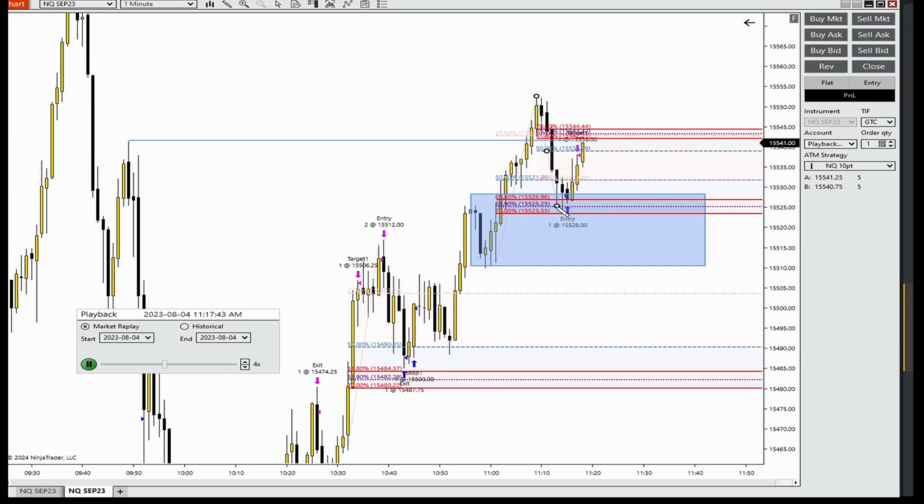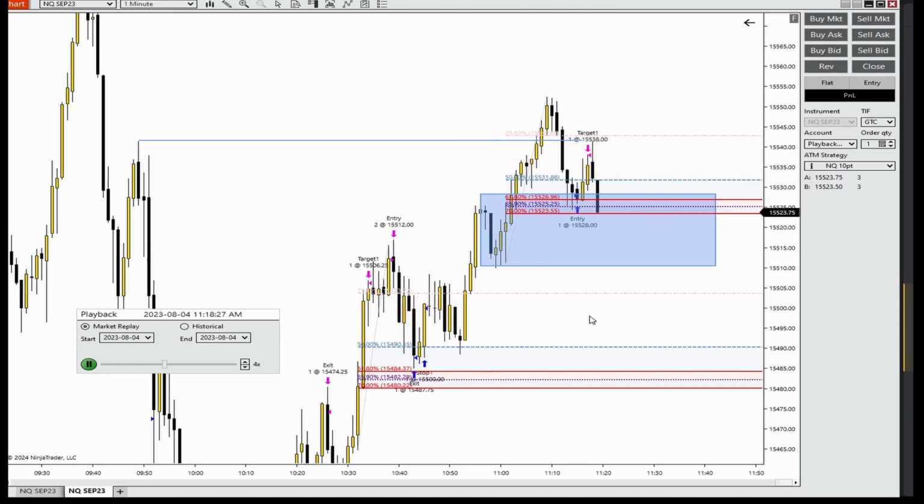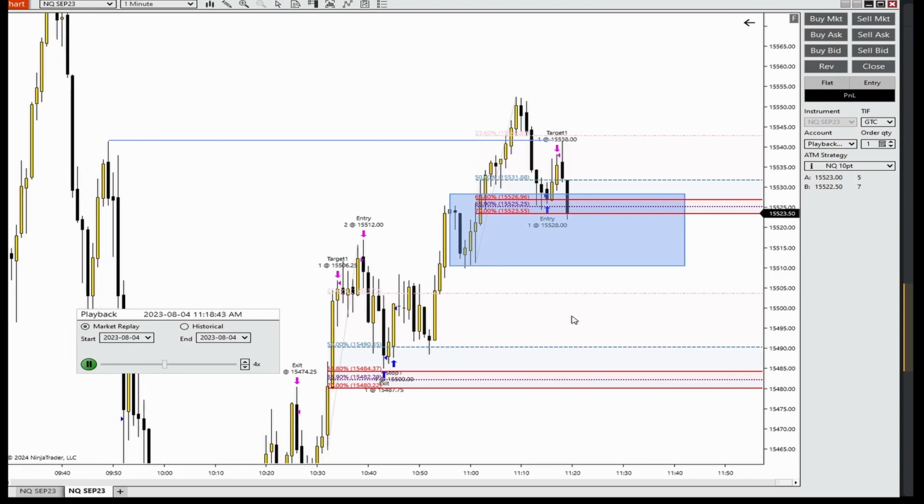So if we're going to retrace down, we're probably going to be looking at this area here, which looks like it did not quite tap me in. I'm definitely not shorting now. Let's go. Beautiful.